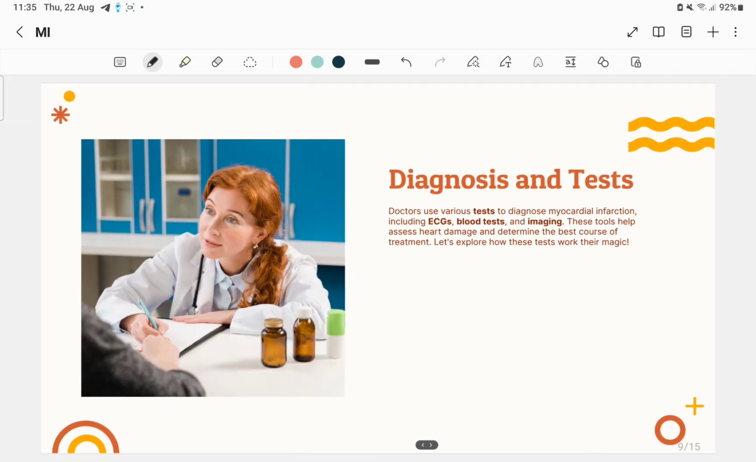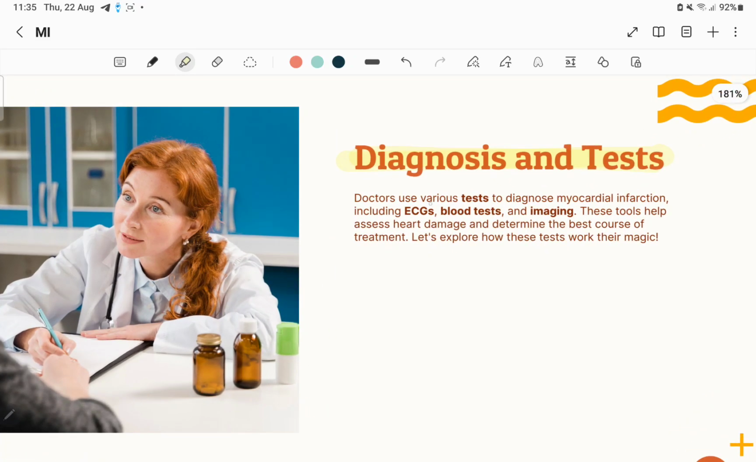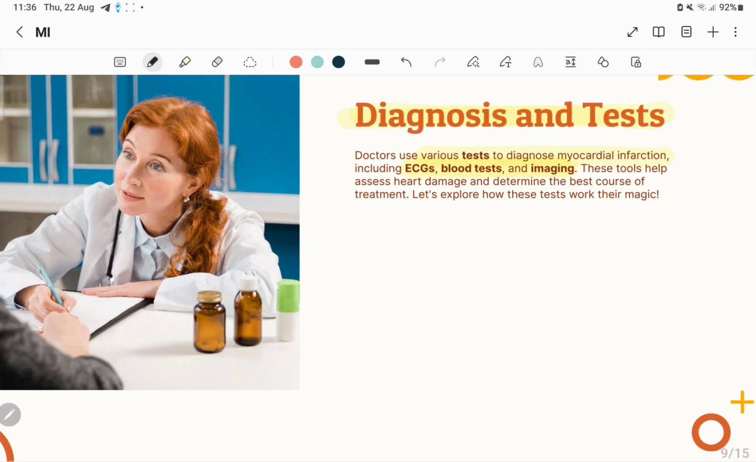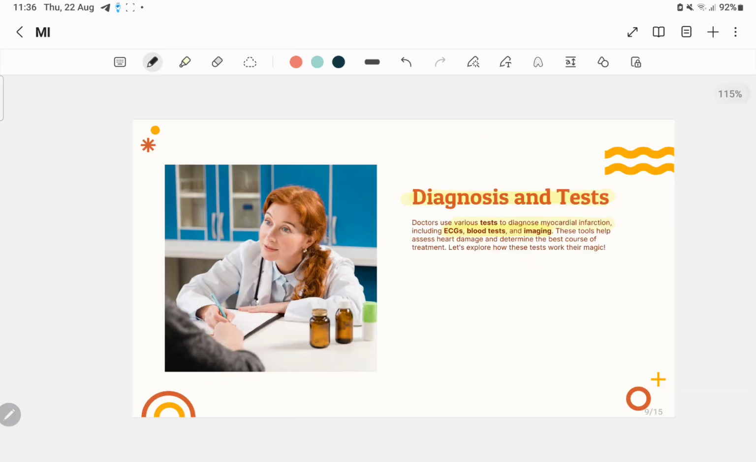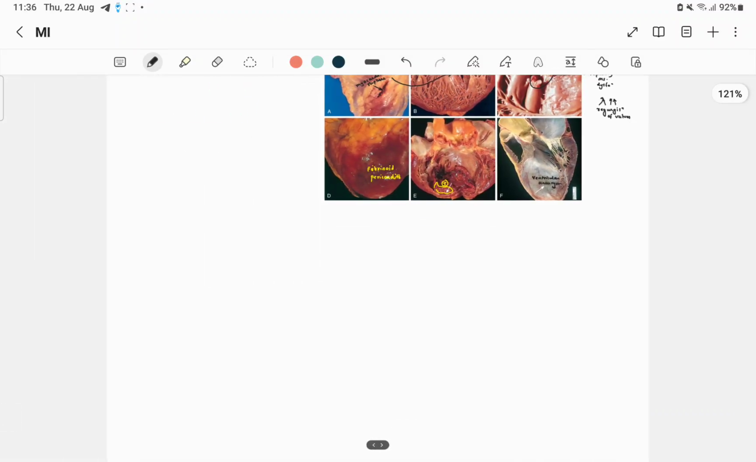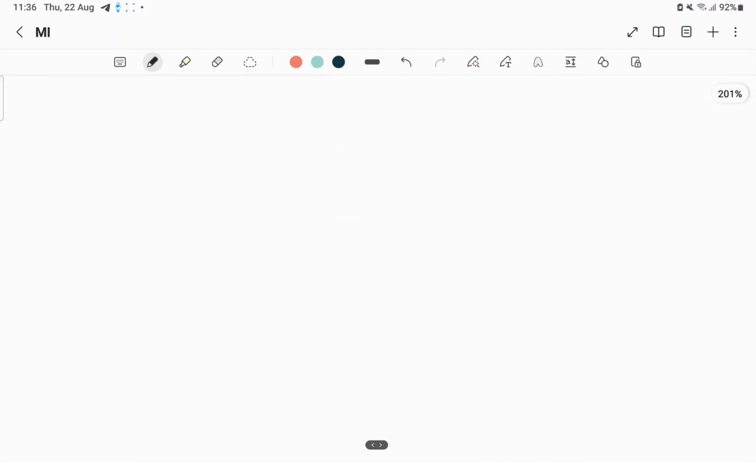Then talking about the diagnosis and tests, this is an aspect of biochemistry. So doctors use various tests to diagnose myocardial infarction, including ECG, blood tests, and imaging. Okay, of course you know the things which you have to know. First, let's talk about something called reperfusion injury, then we'll go into that part.